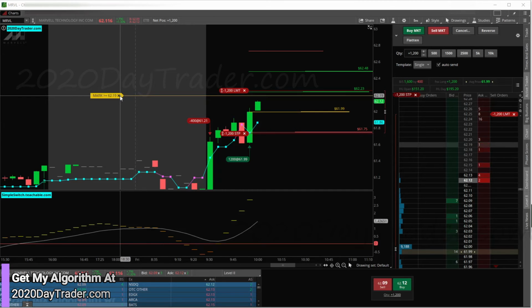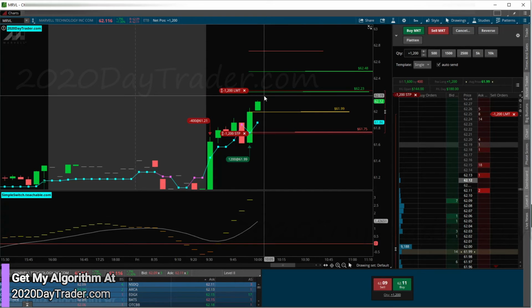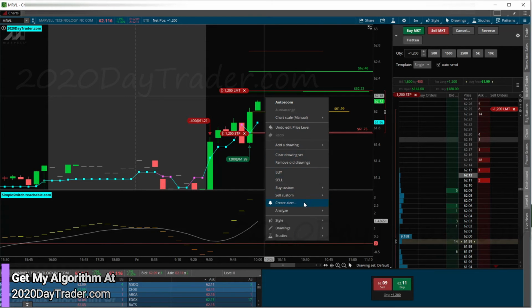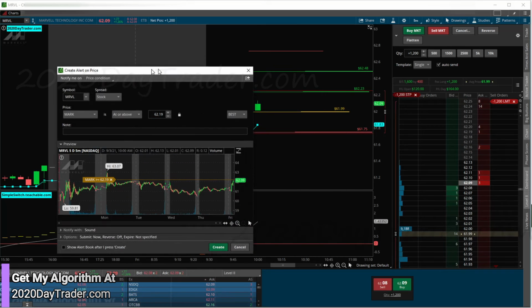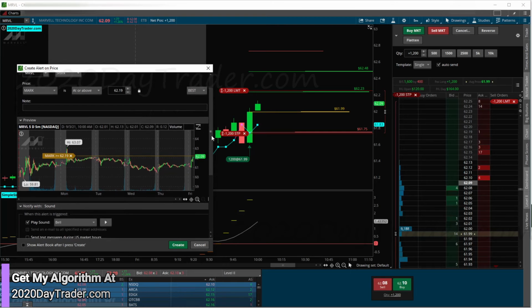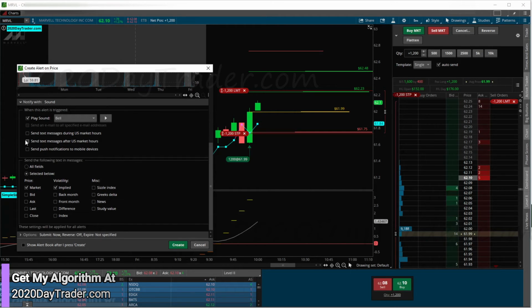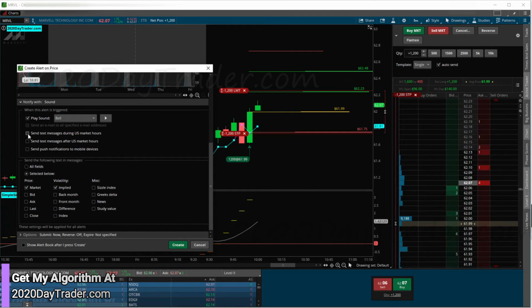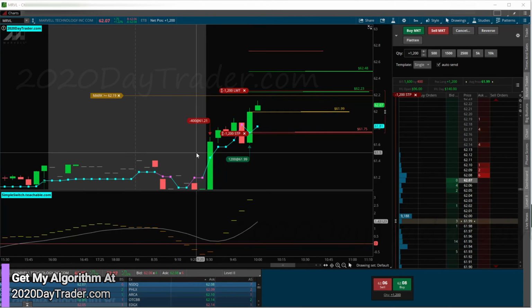So I'm going to cancel this alert real quick, show you something. So right click, create alert. So you also have to, when you're doing alerts, sound, click on that, and you scroll down, and you have to make sure you choose what it is that you want. Send text message during market hours, after market hours, whatever that is. So push notification. So send text message is what I'm putting in, and then create. All right, there you go.